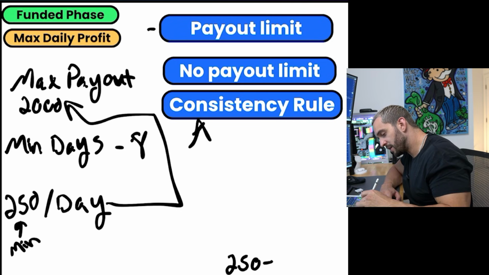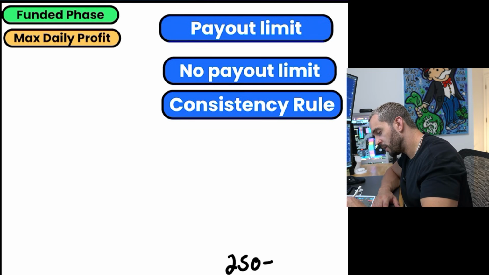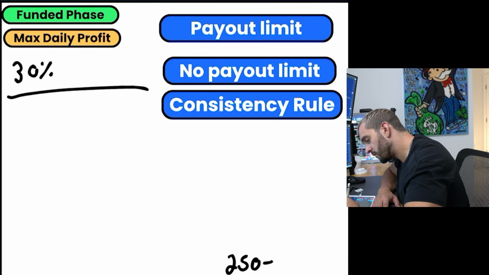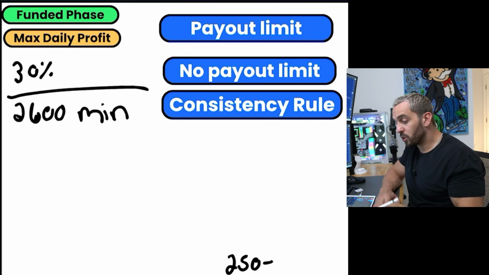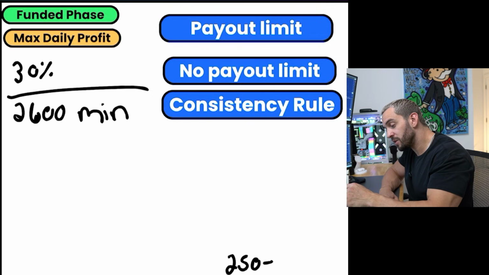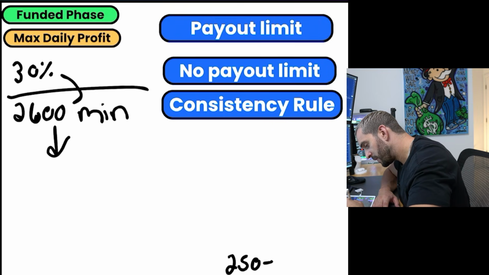So let's erase all of this. With prop firms that have consistency rules, there's a few more things that we want to know. The consistency rule is 30% for Apex. Another thing worth noting is I need to have a minimum balance of $2,600 in order to request a payout. So if my balance needs to be at least $2,600 before I can make a payout with Apex, what is 30% of $2,600? If I do it this way, it gives me a number of $780.